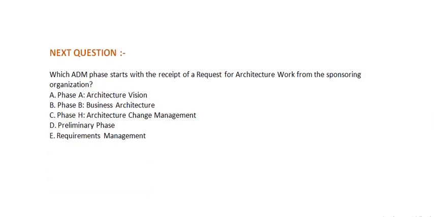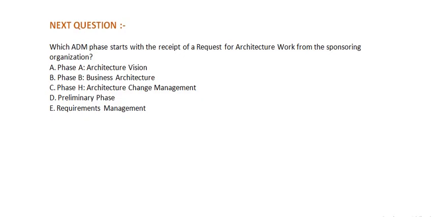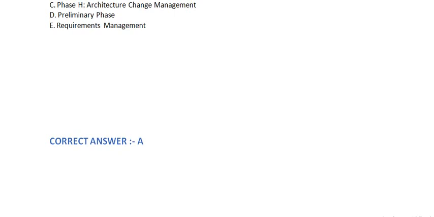Next question is, which ADM phase starts with the receipt of a request for architecture work from the sponsoring organization? Option A, phase A, architecture vision. Option B, phase B, business architecture. Option C, phase H, architecture change management. Option D, preliminary phase. And option E, requirements management. The correct answer is option A.